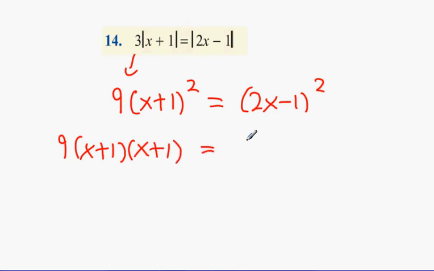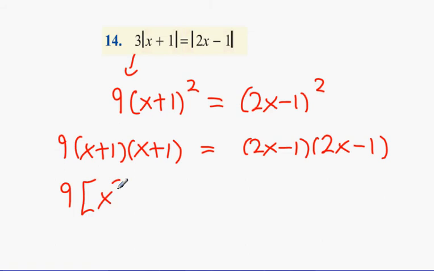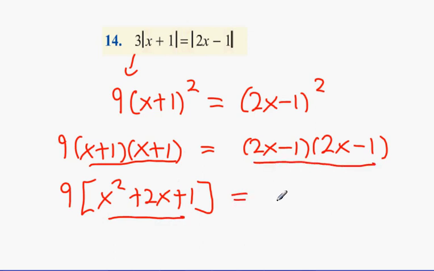The other one is 2x minus 1 by 2x minus 1. And so what we're going to get here is 9 times x squared plus 2x plus 1. That's when you multiply out this part here. When you multiply this part out here, you're going to get 4x squared minus 4x plus 1. That's when you multiply them out.